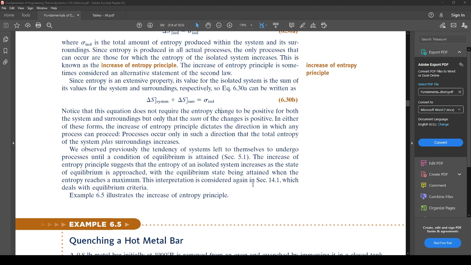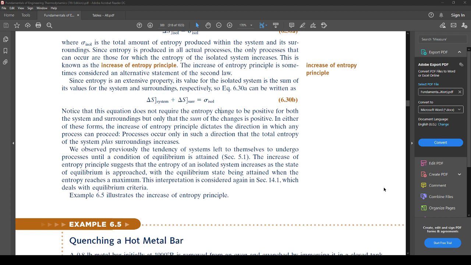So, it says, we observed previously the tendency of systems left to themselves to undergo processes until a condition of equilibrium is attained. The increase of entropy principle suggests that the entropy of an isolated system increases as the state of equilibrium is approached, with the equilibrium state being attained when the entropy reaches a maximum. This interpretation is considered again in chapter 14, which we will never get to. I don't think it's covered in any class that we do. I could be wrong though. I just don't remember. It says, which deals with equilibrium criteria.